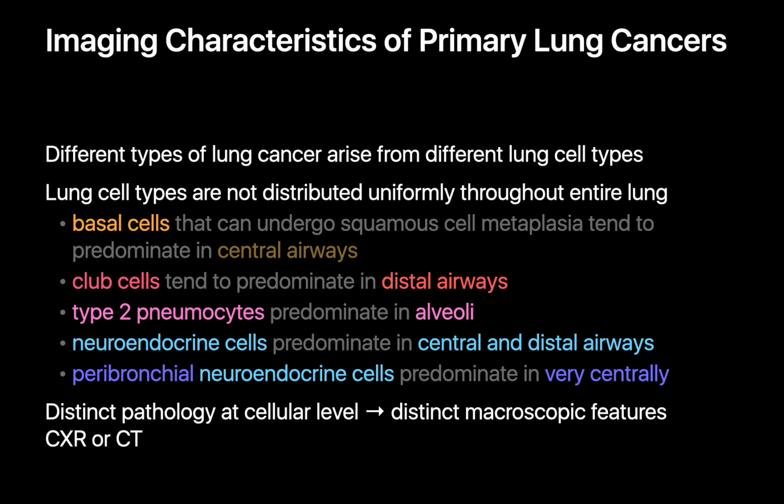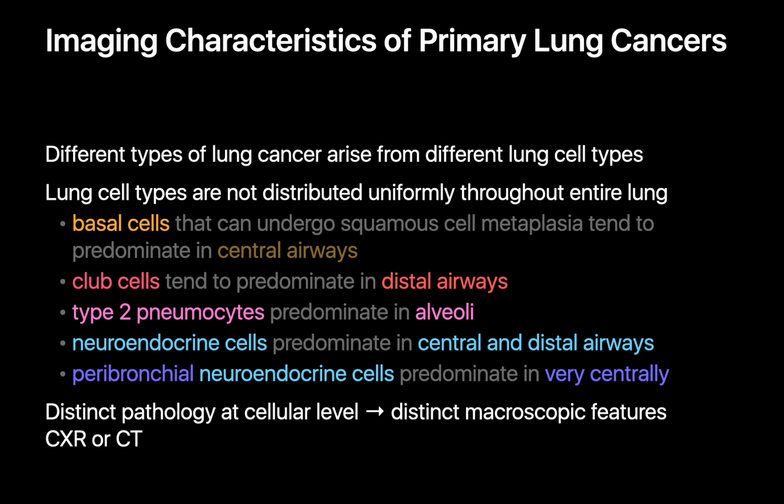A basic appreciation of this histopathology of primary lung cancers can go a long way in helping us predict, understand, and remember the imaging characteristics of primary lung cancers. Different types of primary lung cancers arise from different cell lines, and these cell lines are not distributed uniformly. The basal cells that give rise to squamous cell carcinomas predominate in the central airways, while the club cells that give rise to invasive adenocarcinomas predominate in the distal airways. And type 2 pneumocytes that give rise to minimally invasive adenocarcinomas are found in the alveolar sacs.